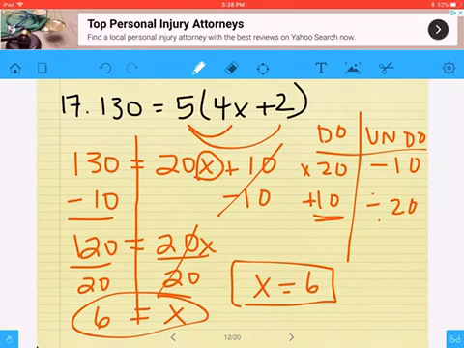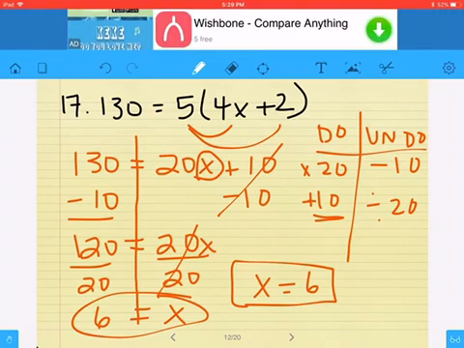All right, and let's divide by 20. Okay, our 20s over here are going to cancel, so we're left with x by ourselves, because 20 divided by 20 is equal to 1, and 1 times x equals x. All right, and let's do 120 divided by 20, and that's going to give us 6. All right, so in this problem here, x equals 6.